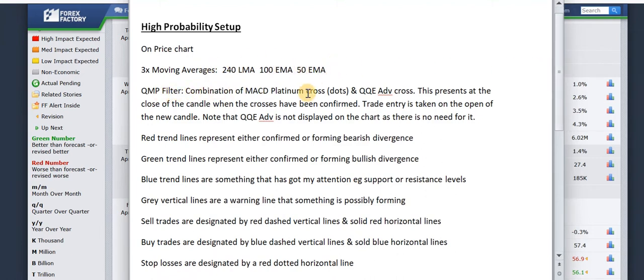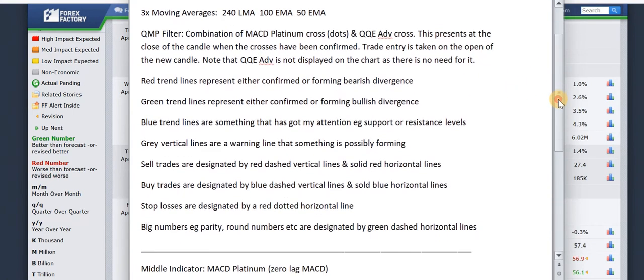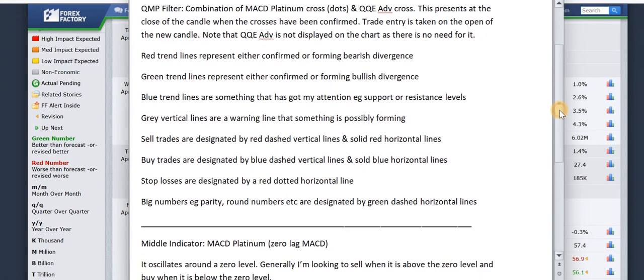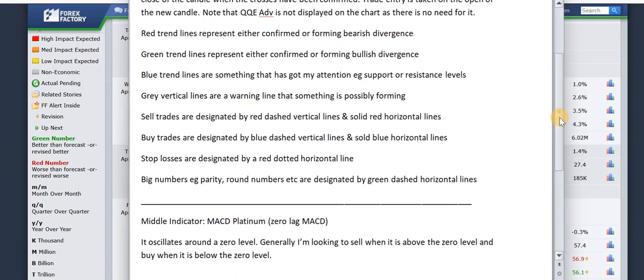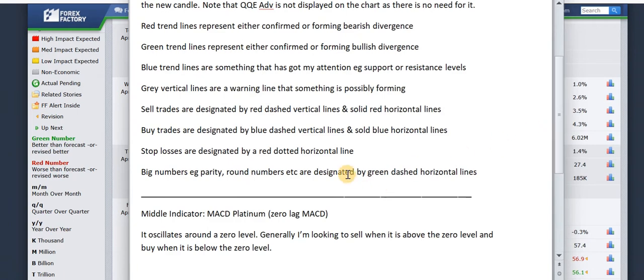The QMP filter, which is the red and green dots on the chart, explains what that is, and red trend lines, green trend lines, blue lines, etc. Sells are normally in red, buys are normally in blue. Stop loss is red dotted line. Any big numbers like parity, round numbers, etc. are the green dashed lines. You'll see them on a couple of the pairs.